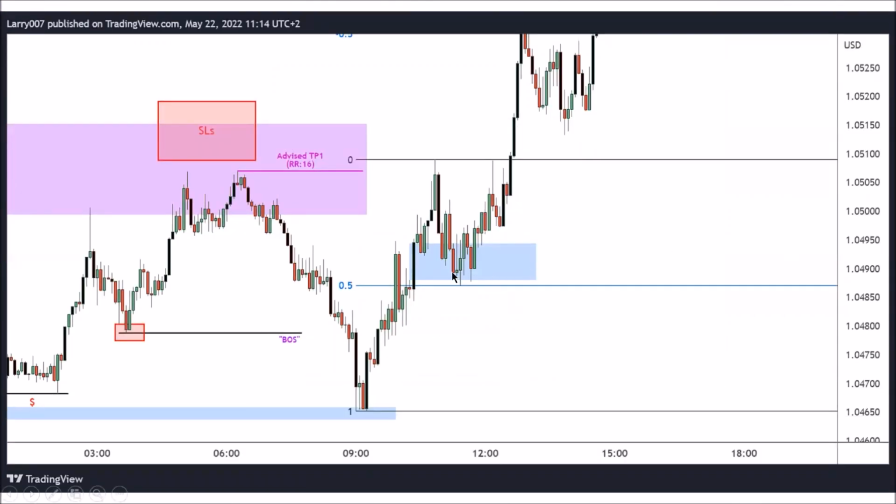Okay, so this is also a second entry for those who may have missed this one. This is an ICT style entry with the fair value gap. So if you have not seen the ICT 2022 mentorship, I advise you to go look for it.